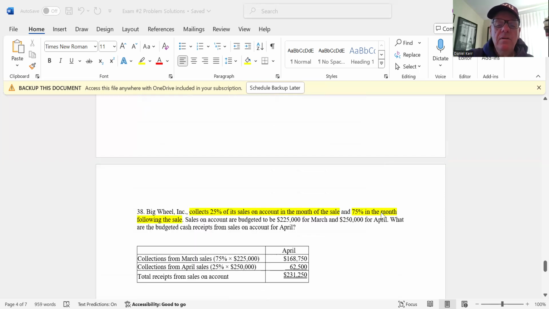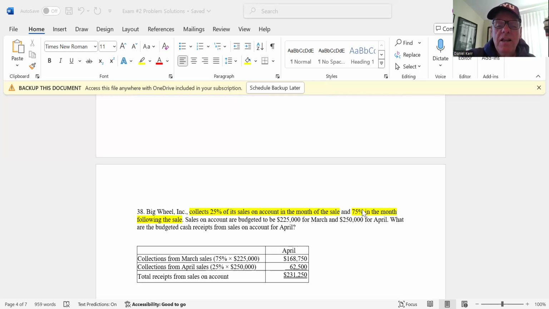And the last one here is you had to come up with the amount: what are the budgeted cash receipts for the month of April, okay? Now, quite a few of you got confused on the percentages to use here. So we collect 25% of the sales in the month. In the month of April, we had sales of 250,000. We expect to collect 25% of that. So the amount of April sales that we're going to collect is 25% of 250,000.